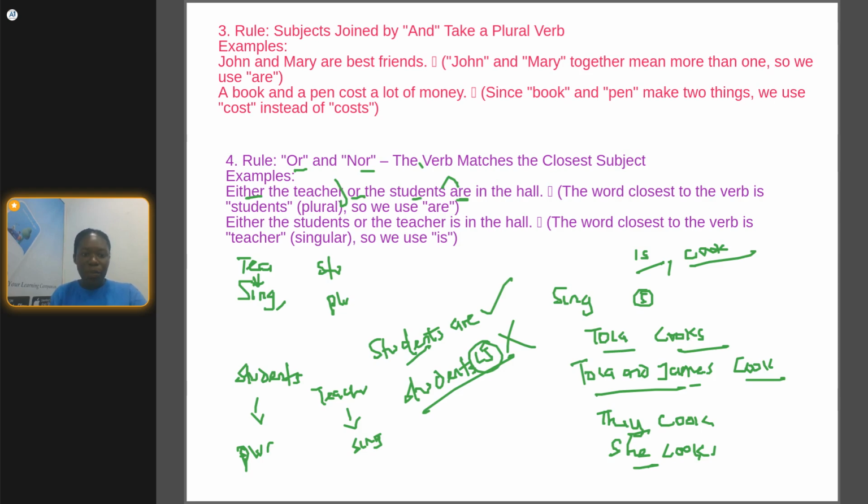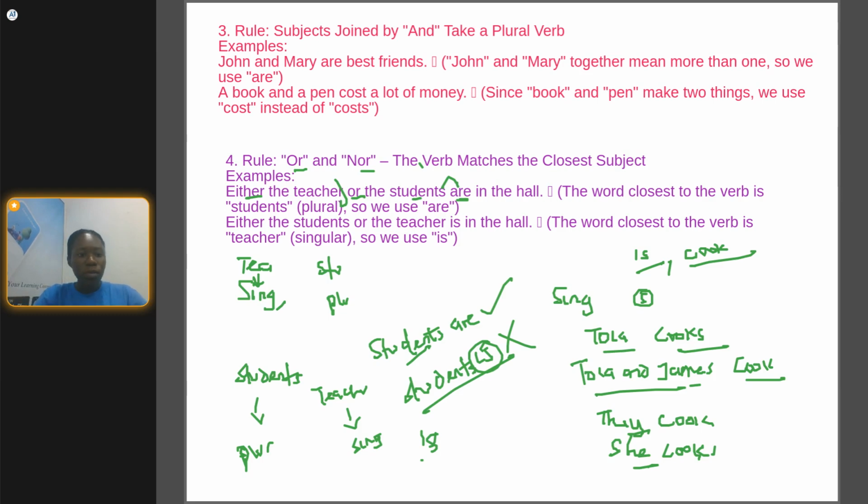Yes. Because teacher is singular, we are using is, not are. In the case of students, where they are plural, you use are. So the students are. Teacher is. So the verb, that's what this rule says. The verb basically matches the closest subject.